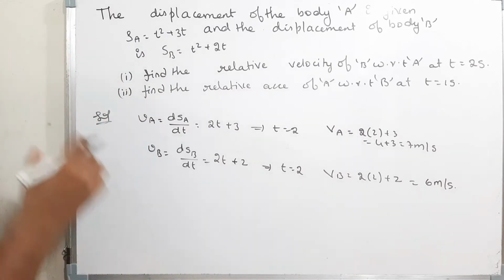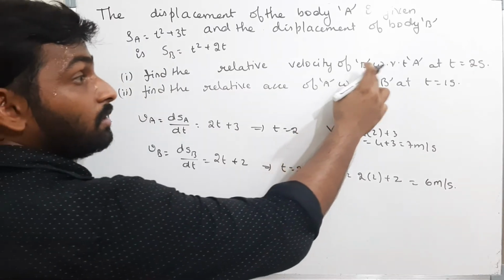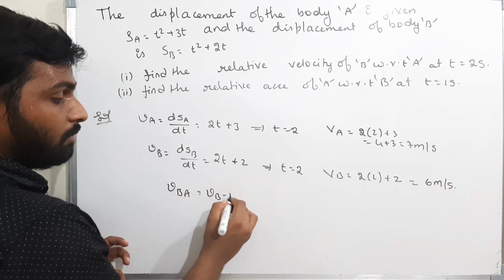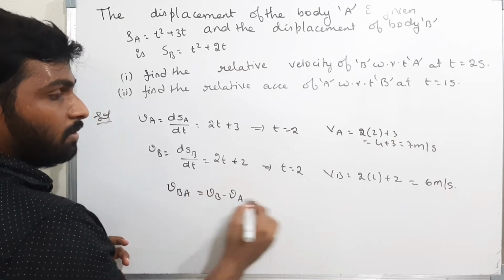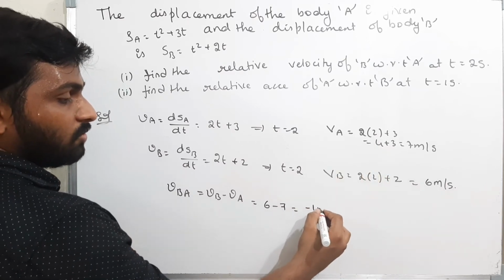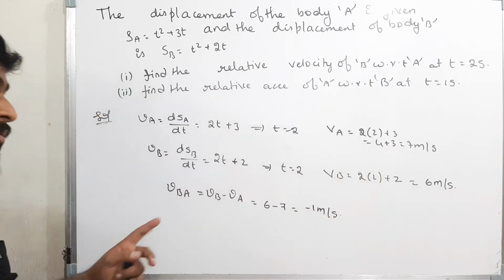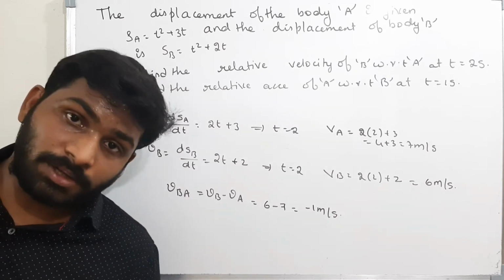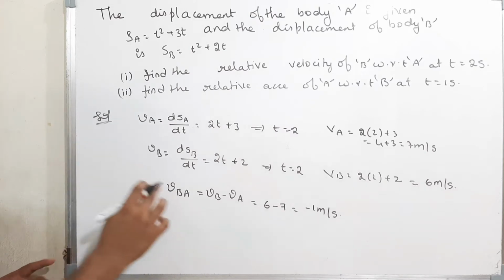Now what did they ask us to find? They asked for the velocity of B with respect to A. That means we have to find VBA, that is VB minus VA. How much? VB is how much? 6. And what is VA? 7. Therefore how much? Minus 1 meters per second. That means the body A will feel as if the body B is moving backwards with speed 1 meter per second. Okay, well and good. Now I got the relative velocity.